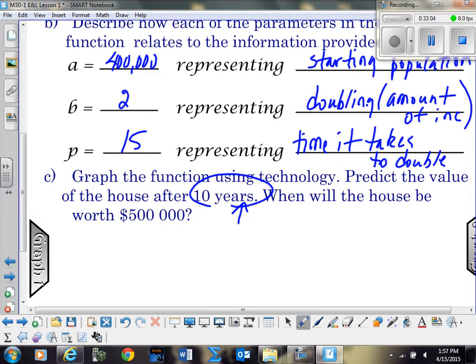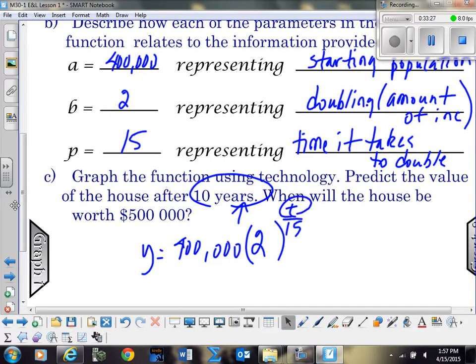Well, if we have an equation, let's say our equation is Y equals 400,000 times 2 to the power of T, the time elapsed, over 15. Now, if I want to predict the house after 10 years, I'm going to put a 10 in for T and just put that in my calculator. So that's not a graphing question. I can just do that by calculating it on my calculator.